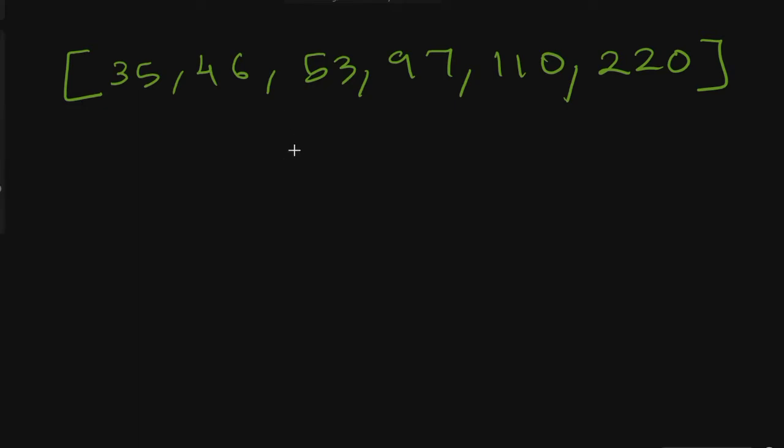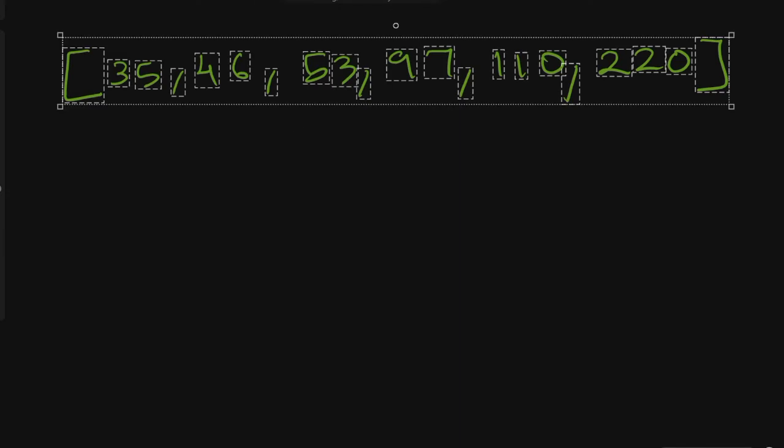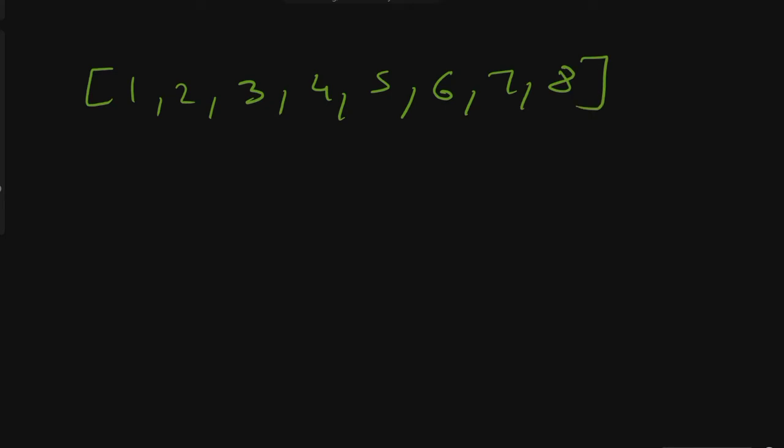Instead of taking these complex numbers, let's take very simple numbers: 1, 2, 3, 4, 5, 6, 7, 8. This would be our basic array.